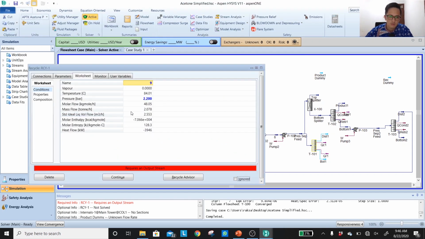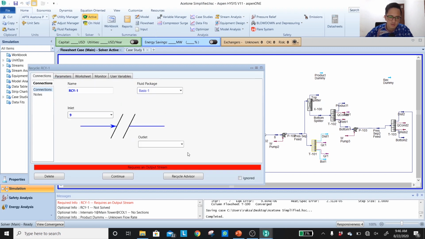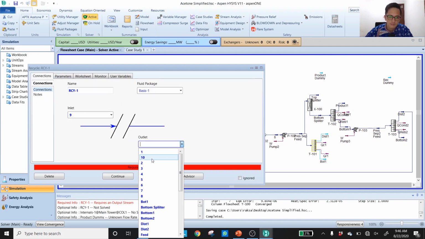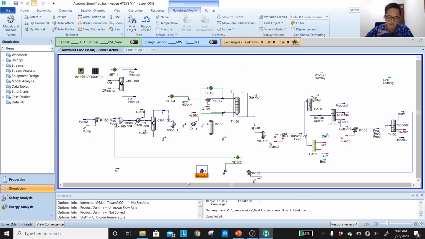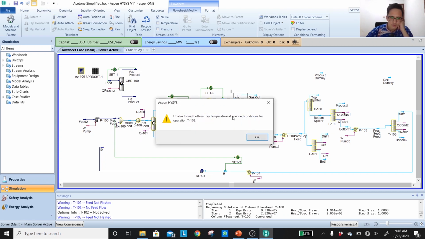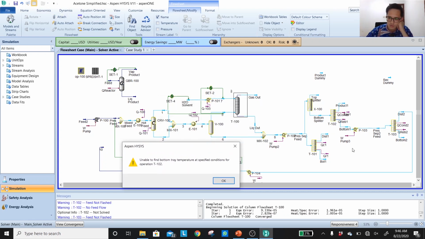Okay, maybe too much setting. Save it. Okay, let's try. Second try. Let's try to connect it. Unable to find bottom tray temperature at T102. Okay, that's the problem.